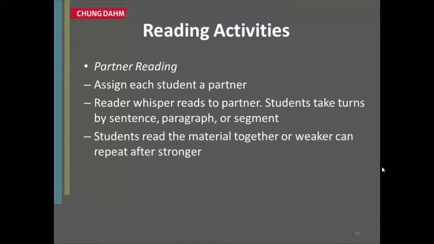Another kind of reading is called partner reading. This is where the teacher assigns each student to read with a partner. There are a variety of ways they can do this. Either the reader whisper reads to a partner, or students take turns sentence by sentence, paragraph by paragraph, or other text segment. Students can read the material together, or the weaker reader can repeat after the stronger reader, or follow along with their finger. And of course, each partner can correct or offer suggestions to the other partner when they're struggling with the text.